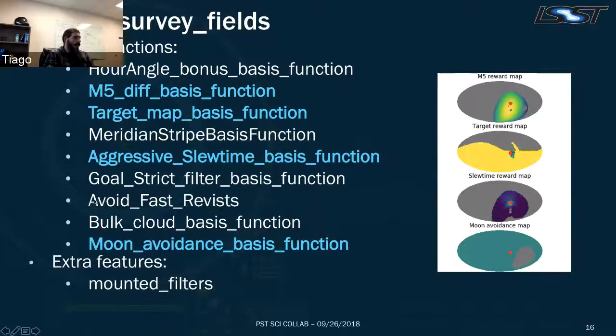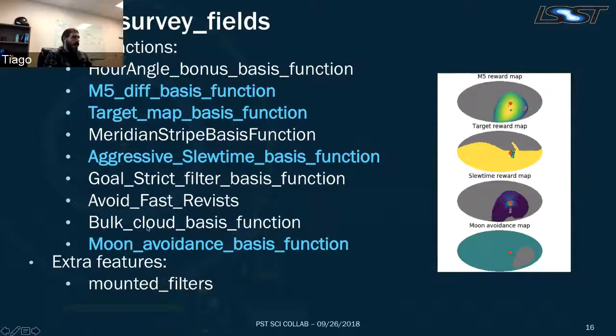We also added avoid fast revisits. In some cases, it's rare, but we want to avoid them. The observations are repeated not by a pair, but by going back to the same field, because the slew that we give is very small, so it ends up going back to the same field on a fast basis. To avoid that, we added this basis function that penalizes going back to the same field within a certain time. Again, we're trying to reproduce the proposal-based scheduler, and that's why we added some of those basis functions here.